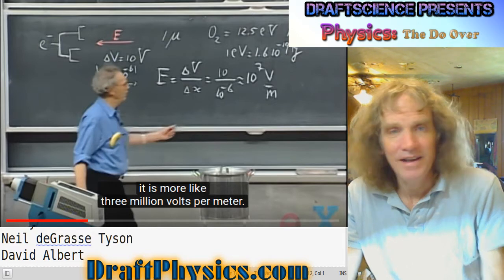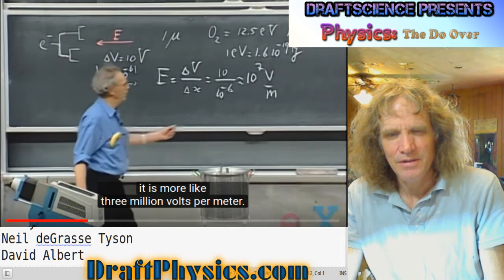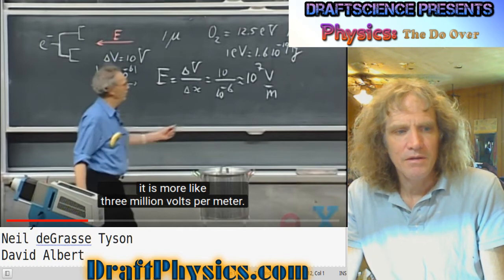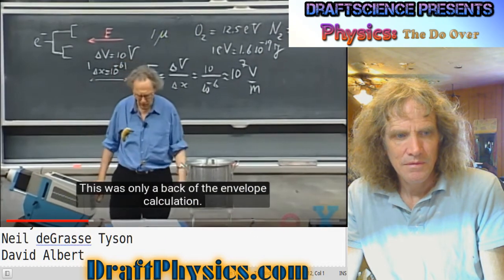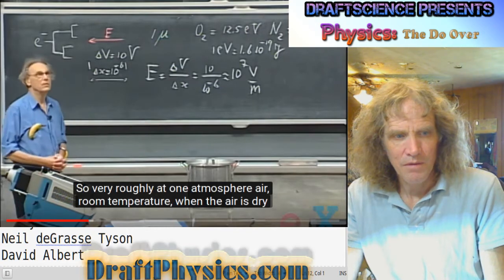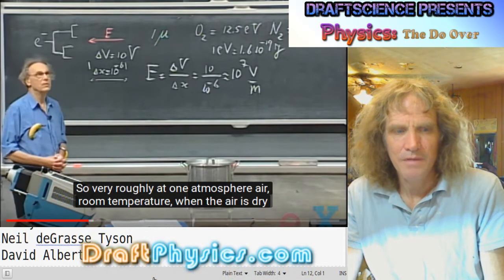Seven zeros. I can't do it in my head. He's expecting a lot. Five would be 10,000. So seven has to be 1,000,000. Yeah, 3 million volts per meter, but it's still very close. It was only a back of the envelope calculation. So very roughly, he's got 1,000,000 volts, which is close to 3 million volts. Okay, fine. It's okay with me.